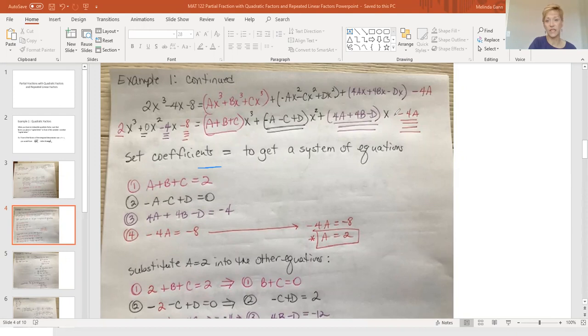Now, once you get these things factored out, remember what you do. You make a system of equations by setting the coefficients on the left equal to the coefficients on the right, and the constant on the left equal to the constant on the right.